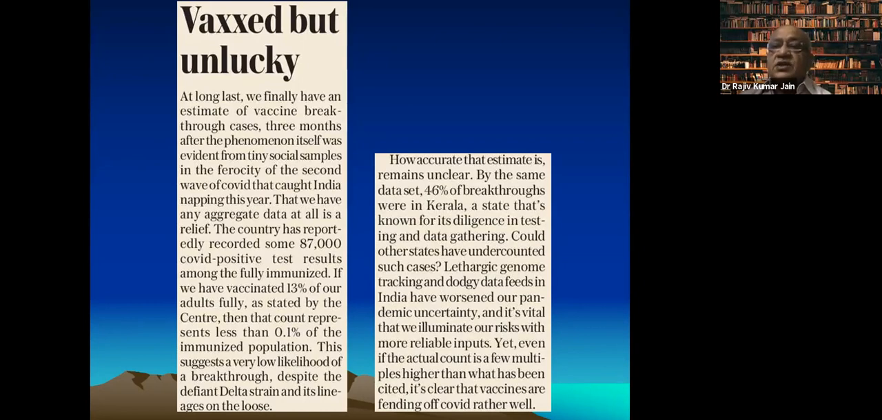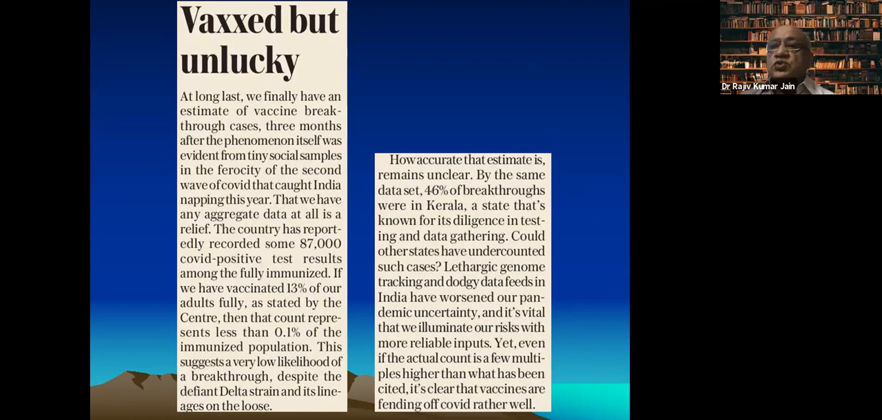If we have vaccinated 13% of our adults fully, as stated by the center, then that count represents less than 0.1% of the immunized population. This suggests a very low likelihood of a breakthrough despite the defiant Delta strain and its lineages on the loose. How accurate that estimate is remains unclear. By the same data set, 46% of breakthroughs were in Kerala, a state that's known for its diligence in testing and data gathering. Could other states have undercounted such cases?